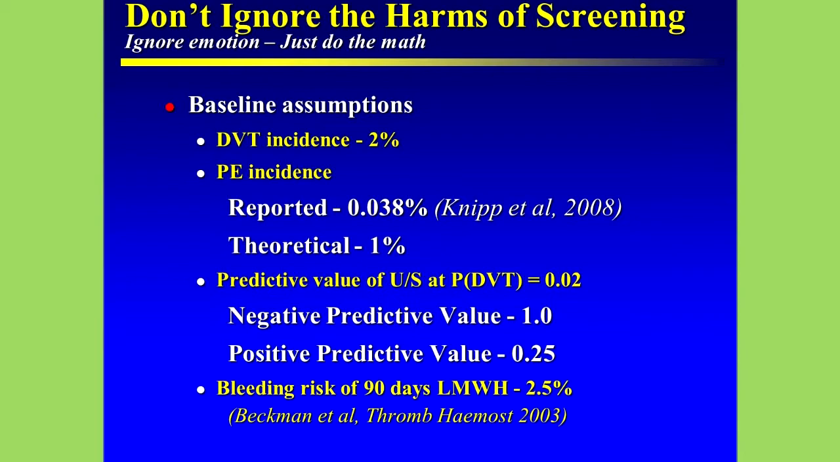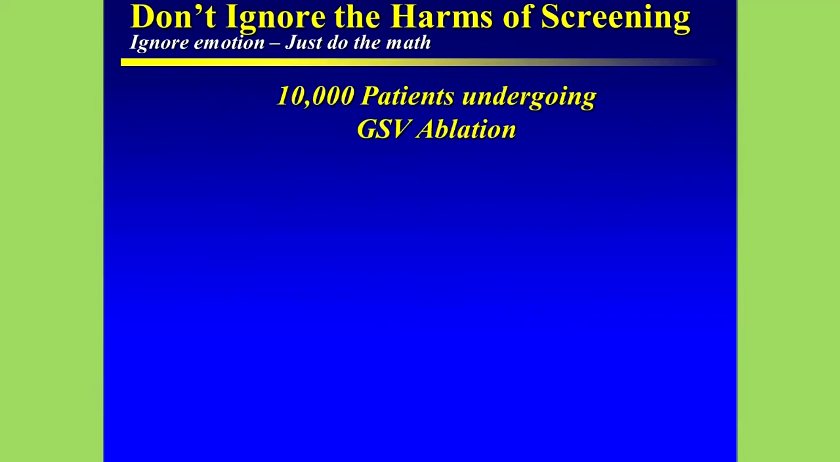It's very accurate if it's not there, but the positive predictive value of ultrasound at this low incidence is only about 0.25%, and we're going to compare that to a bleeding risk of low molecular weight heparin at 90 days of 2.5%. And I know some people are going to say, well, we wouldn't treat somebody for 90 days. I just chose this 2.5% because it's really the only figure that's out there in the literature. You can modify that accordingly, but these are just the baseline assumptions. And then we look at 10,000 patients undergoing great saphenous vein ablation. At that incidence of deep venous thrombosis, that's going to give us 200 positive ultrasound scans.